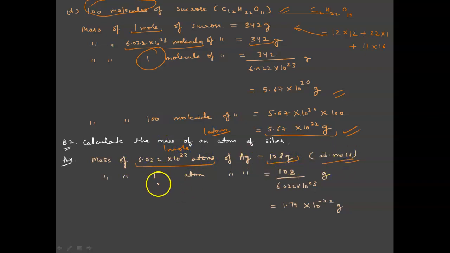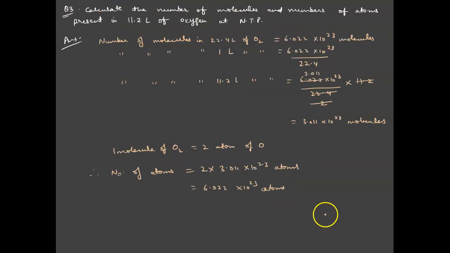So using the unitary method, if we have to calculate for a lesser number, it goes in the denominator. If we have to calculate for more, it goes in the multiplication. Here we calculate for less, so it goes into the denominator. After calculating, we got the answer 1.79 into 10 to the power minus 22 gram.